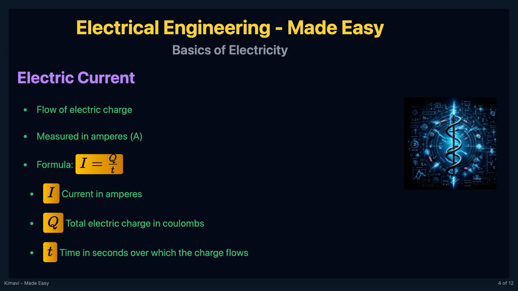Electric current is the flow of electric charge through a conductor. It is measured in amperes, where 1 ampere is equal to 1 coulomb of charge passing through a point in 1 second. The formula for current is I equals Q divided by T, where I is the current in amperes, Q is the charge in coulombs, and T is the time in seconds.